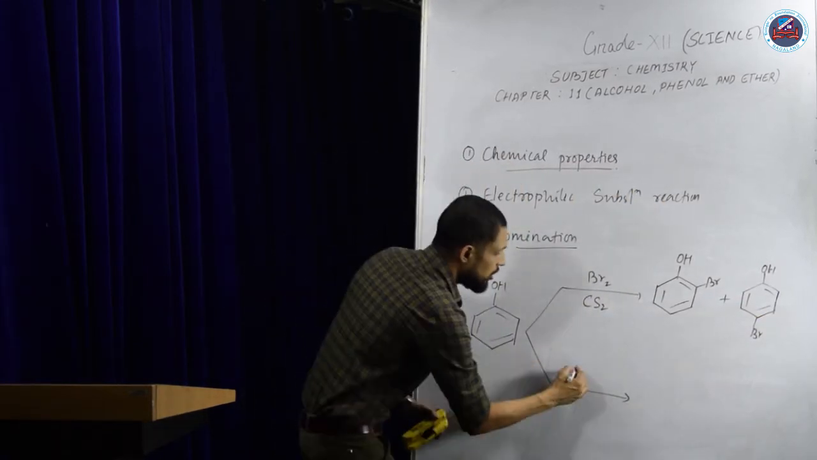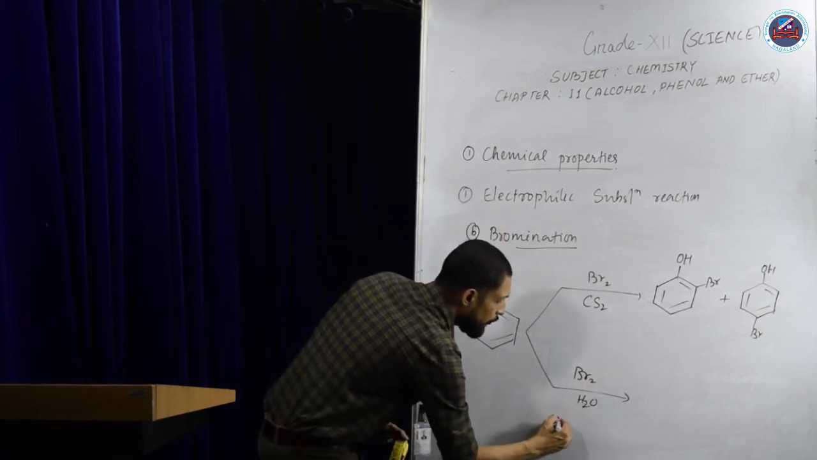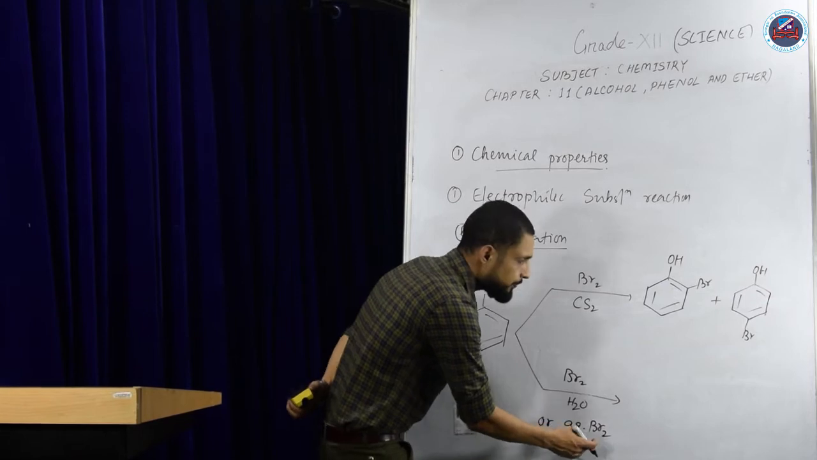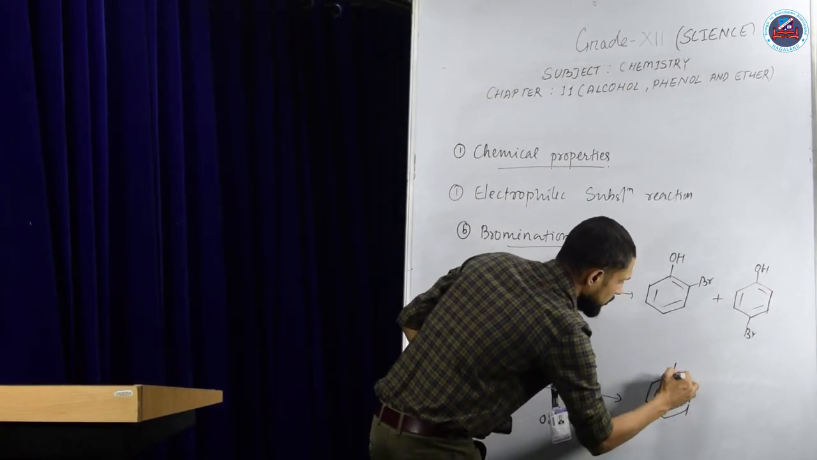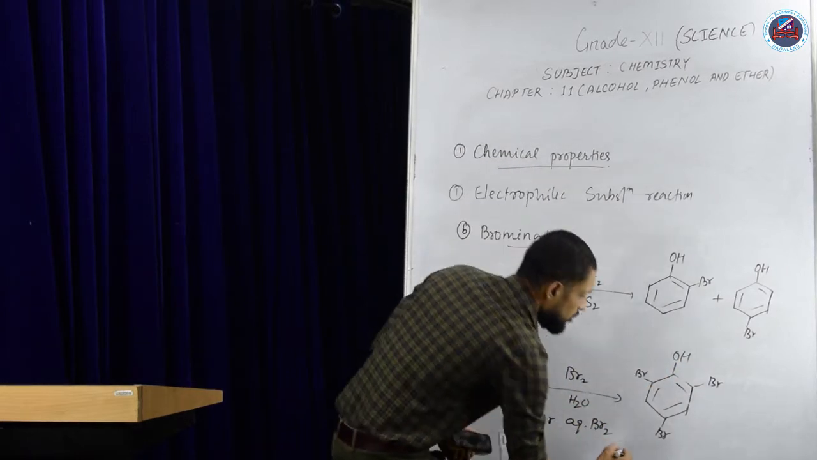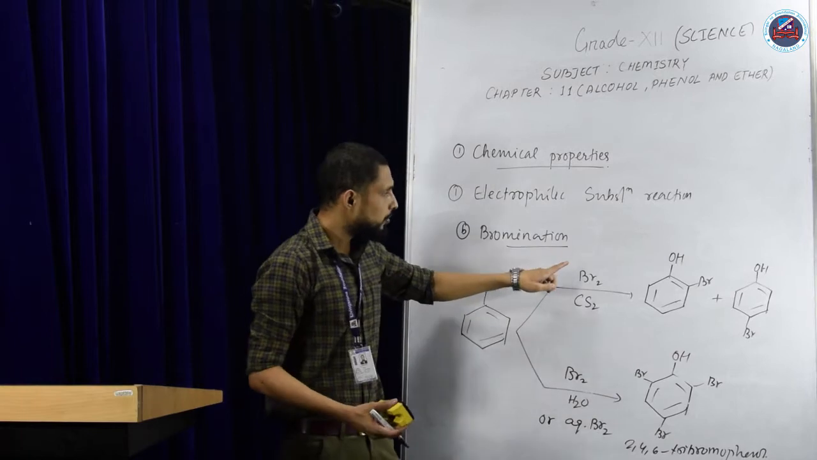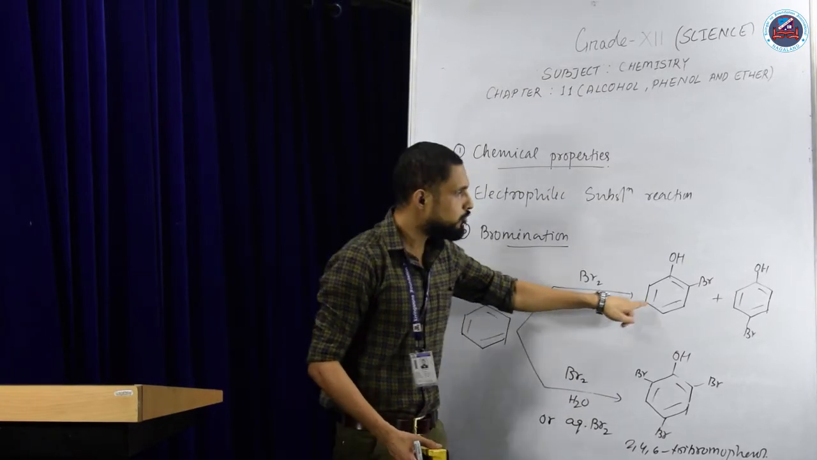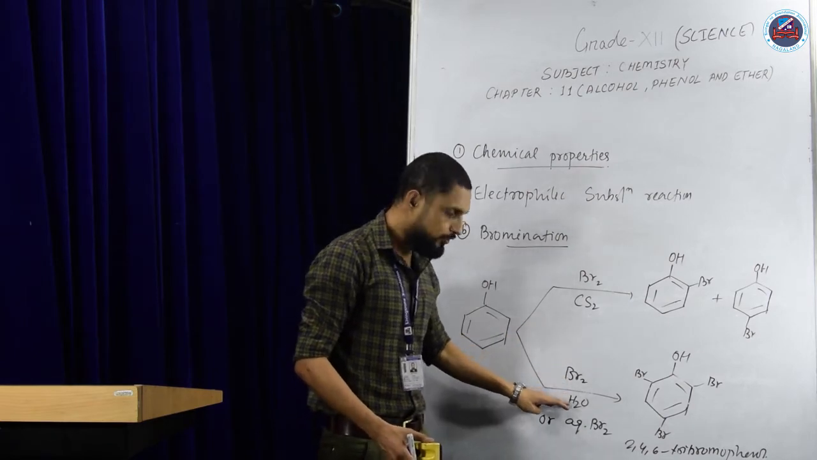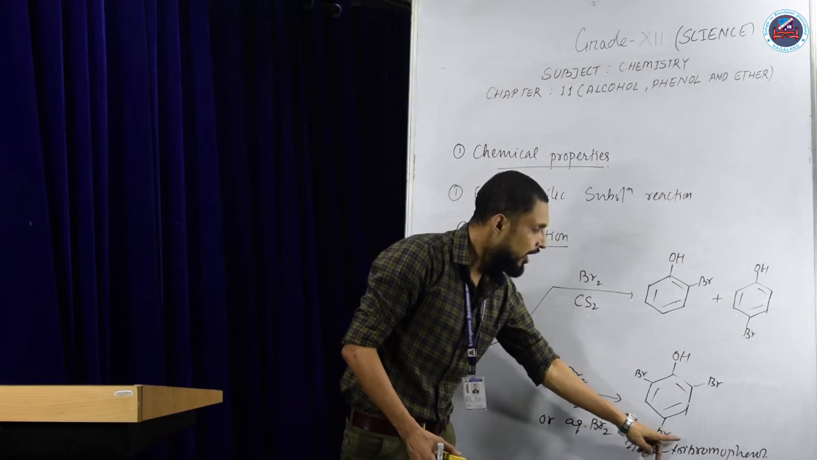But if you use H2O, that is aqueous Br2, this Br2 in presence of H2O is also written as aqueous Br2, where aqueous means water. We get only one product, that is 2,4,6-tribromophenol. So if you use Br2 in presence of carbon disulfide, you get two products, that is 2-bromophenol and 4-bromophenol. But if you do bromination in presence of H2O, that is aqueous Br2, we get only one product, that is 2,4,6-tribromophenol.